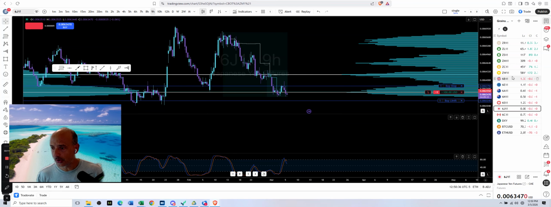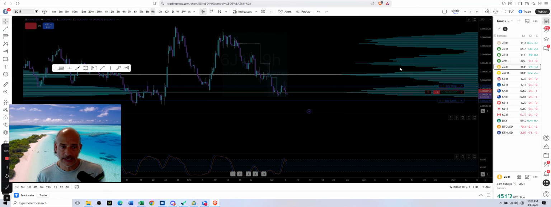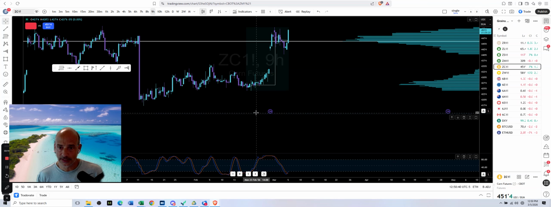Okay. So, we can look at other markets. Here's corn. Corn, of course, has this huge gap. So I'm not trading this one right now because it's a little weird here with this gap. And you can see no volume here. Market open, like I told you. Remember I said price will slice right through low volume areas.